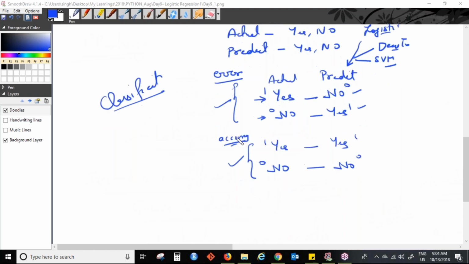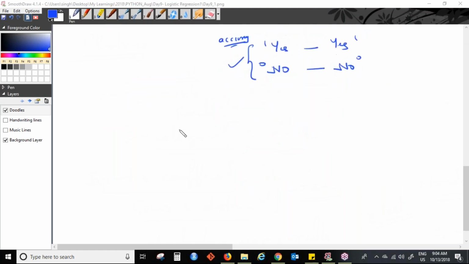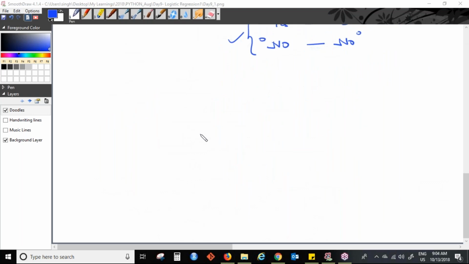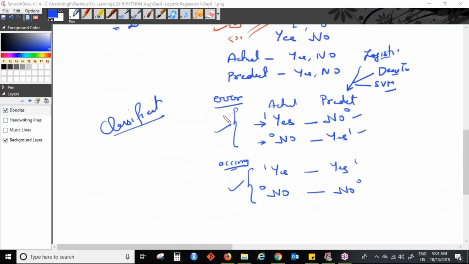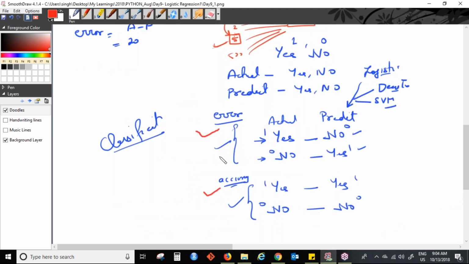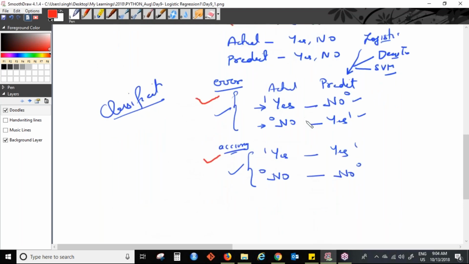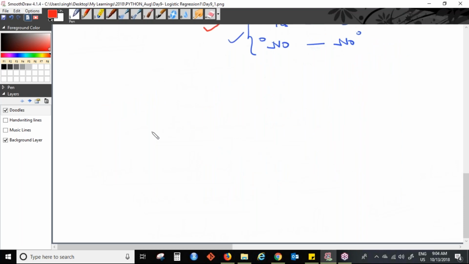So let us see how we evaluate in detail. The way to do that is we create a matrix which will help us study these two very easily, because studying these two separately like this will be a little difficult. So we create a matrix. We write the actual values on the left hand side, and we write the predicted values on the right hand side.